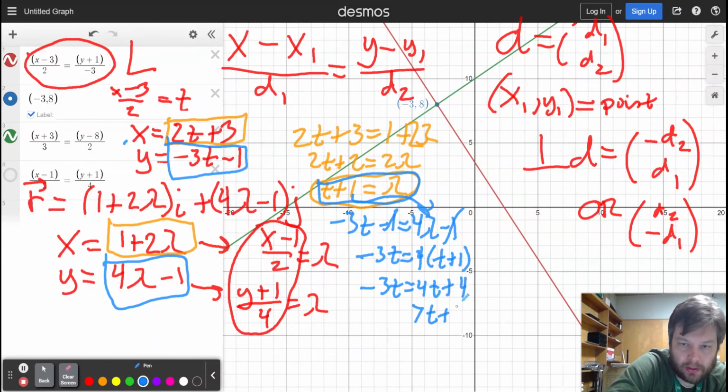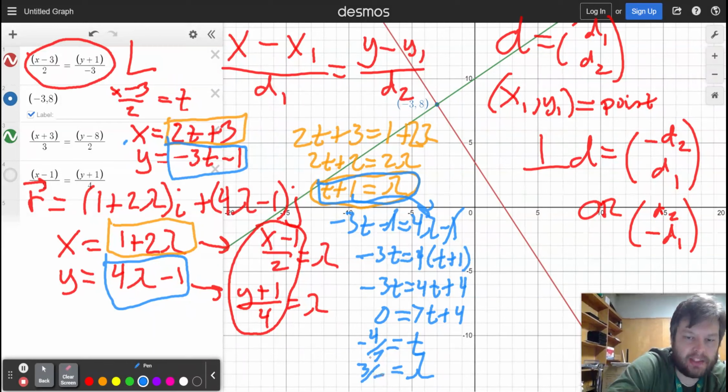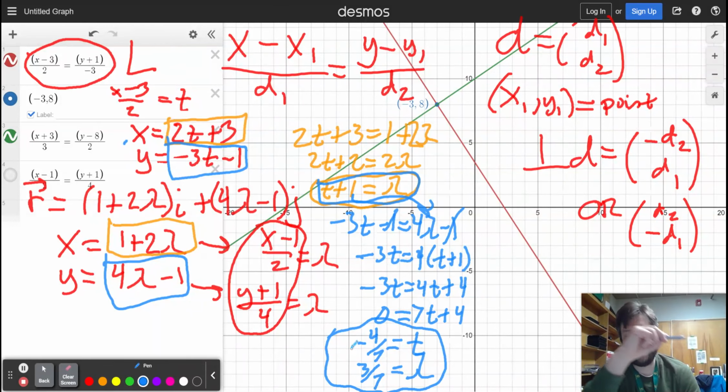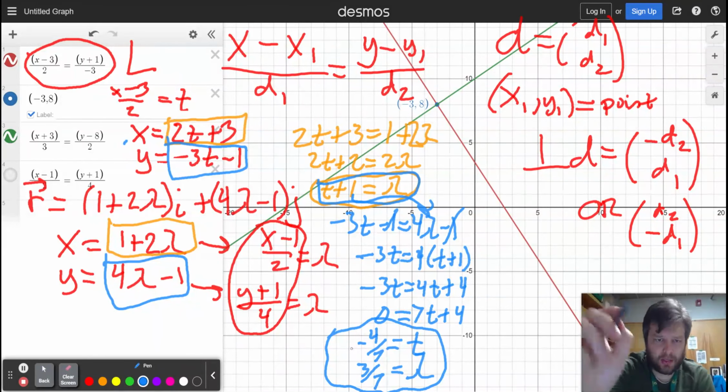7t plus 4, if I add 3t to both sides, is 0. So t is equal to negative 4/7. Lambda is equal to t plus 1, so add 7/7 and I get 3/7. So based on these values, and I really only needed one of them, I should be able to find the point of intersection.